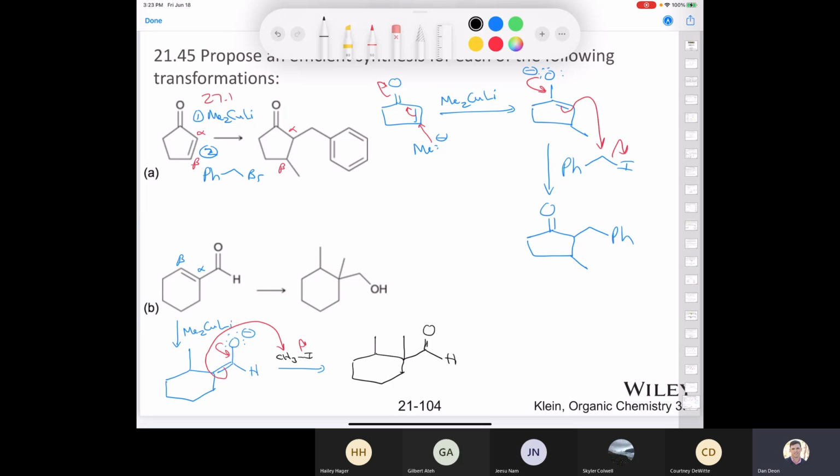And if we want to make the alcohol from the aldehyde, all we have to do is reduce it. You could use lithium aluminum hydride followed by treatment with water, or you could just use sodium borohydride. That works too. So we'll put sodium borohydride in methanol. It could be ethanol, it could be water. Either way, there you go.